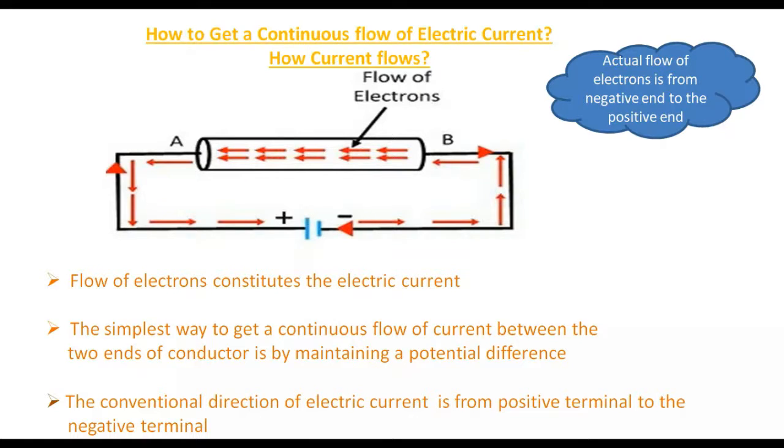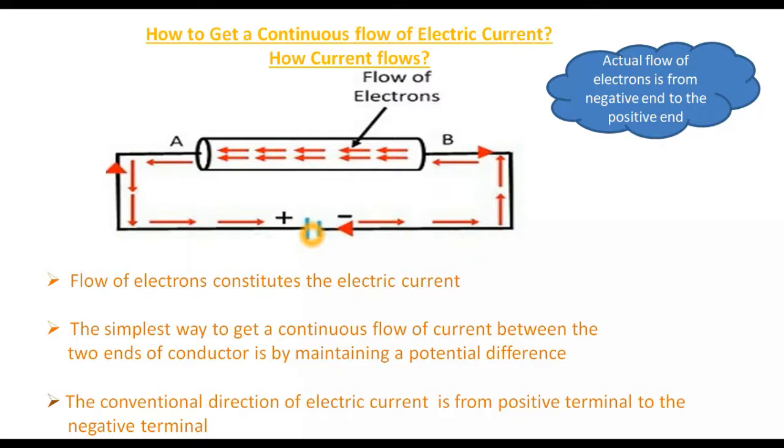To get the continuous flow of current between the ends of a conductor, we need to maintain a potential difference. And how does the battery maintain this potential difference? Because of the chemical reactions which are happening inside the cell or in the battery. Due to the chemical reactions, potential difference is maintained between the terminals. And because of that, the potential difference drives the current in a circuit in which this cell or battery is connected. And this is how we get the continuous flow of electric current.